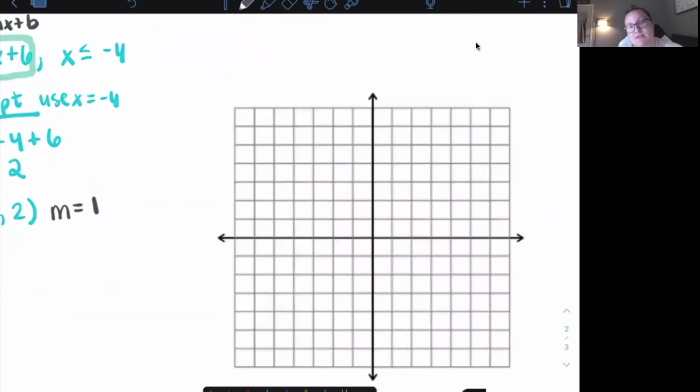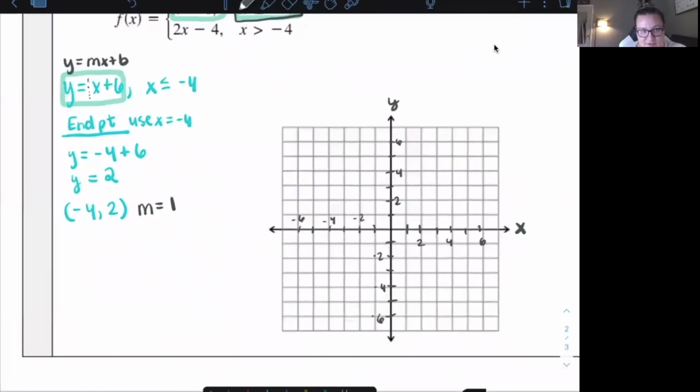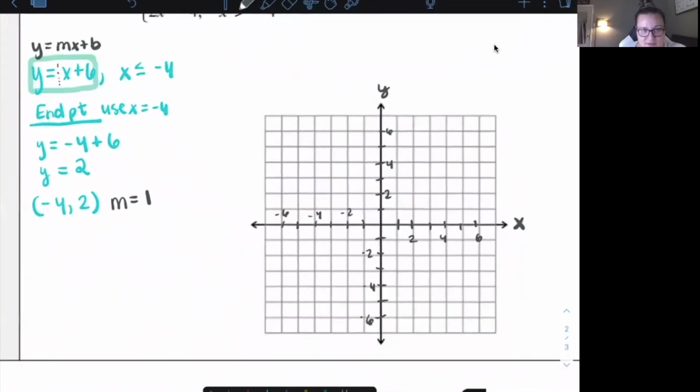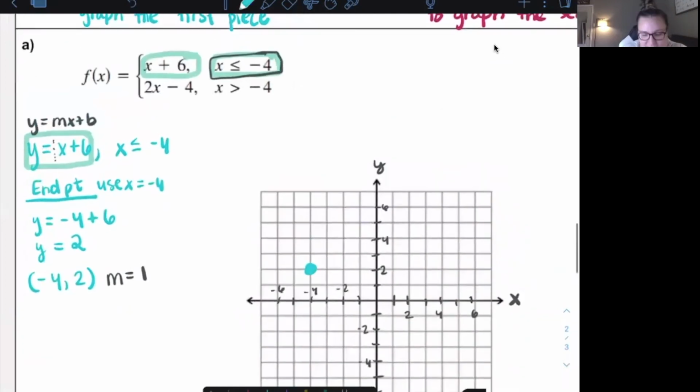And the first thing we need to do, of course, is label our graph. All right, now that my graph is labeled, let's go ahead and get this graphed. So the first thing I'm going to graph is my endpoint. So (-4, 2). So (-4, 2) is this point right here. But x, let's see. No, x is less than or equal to -4. So I know that it's included, so I have a closed circle on that point.